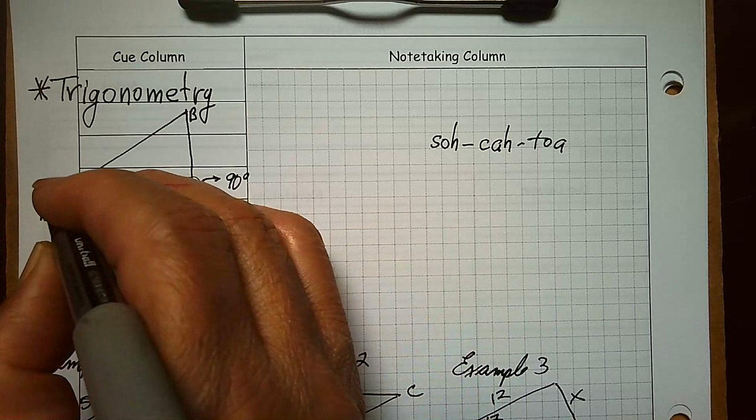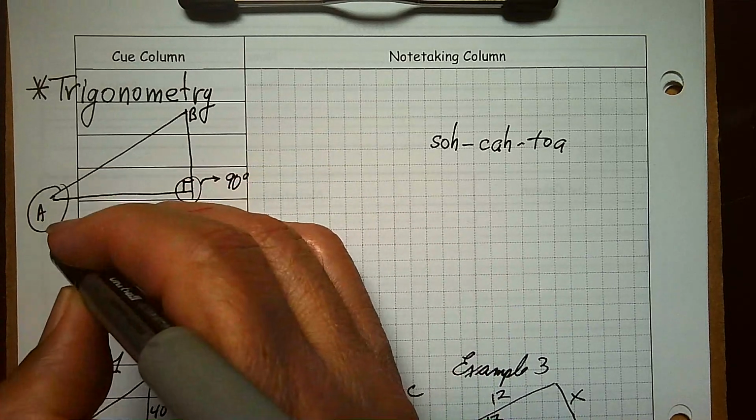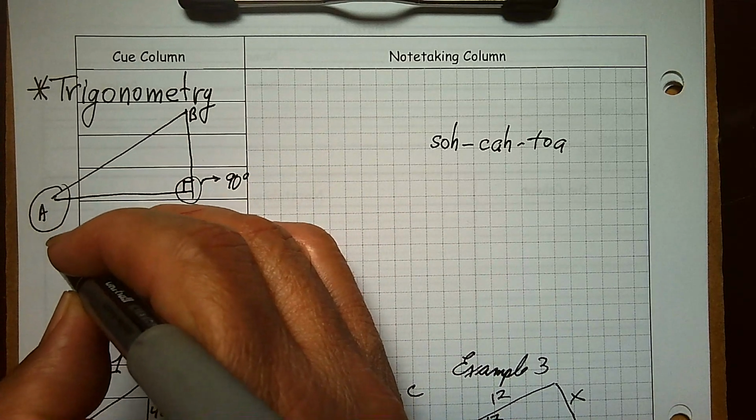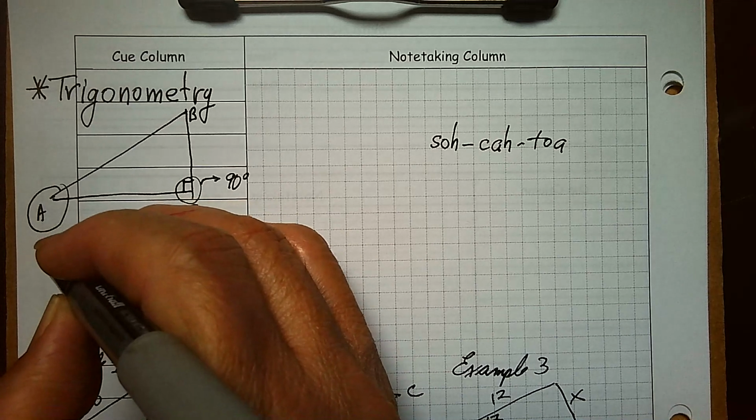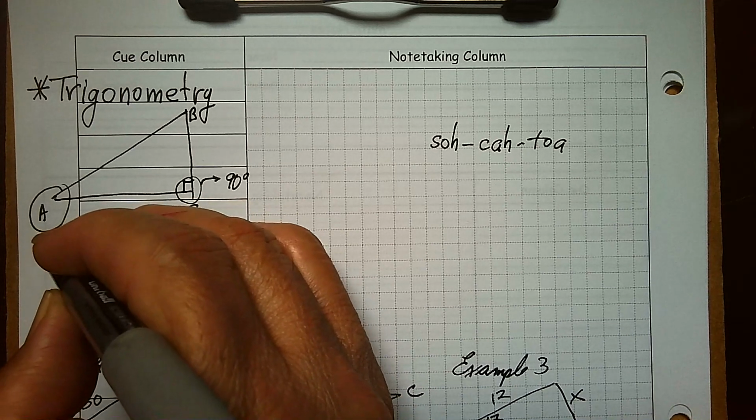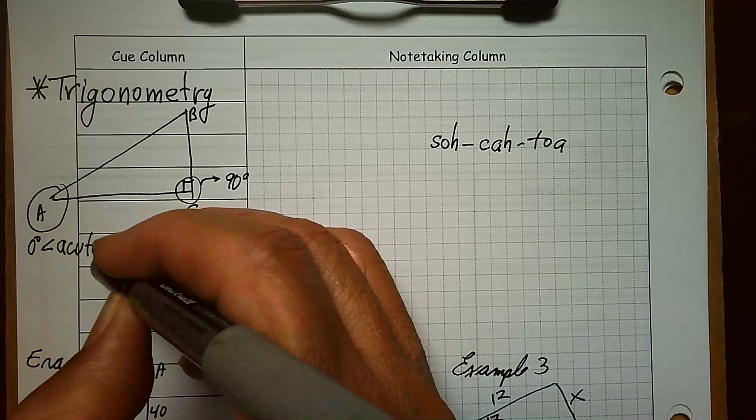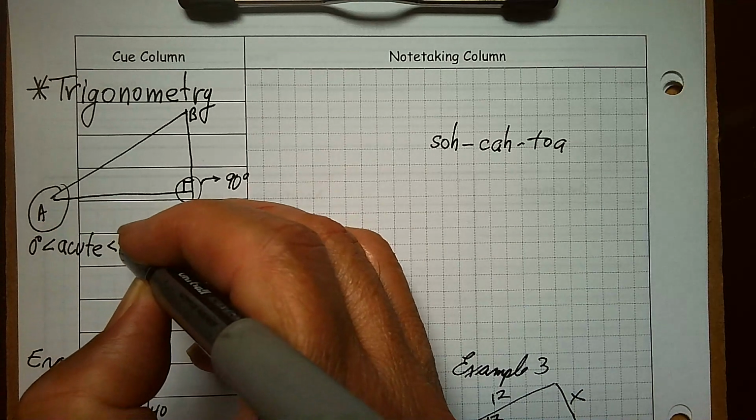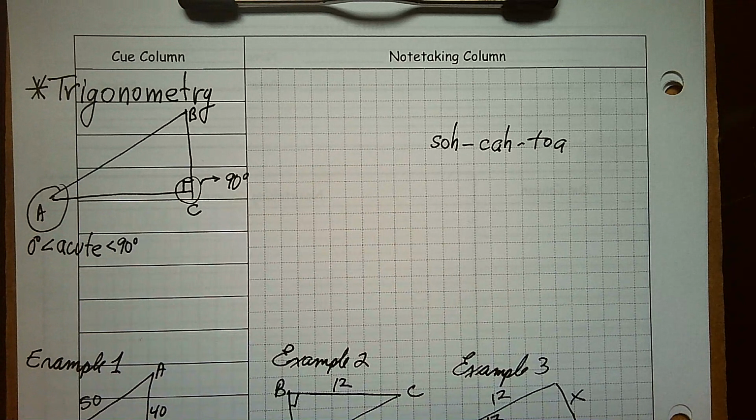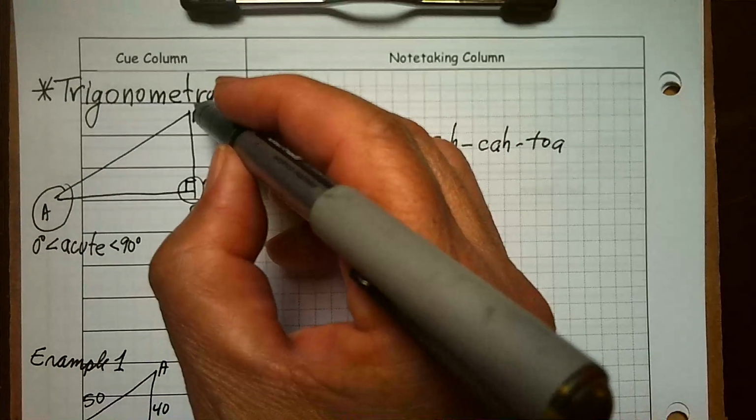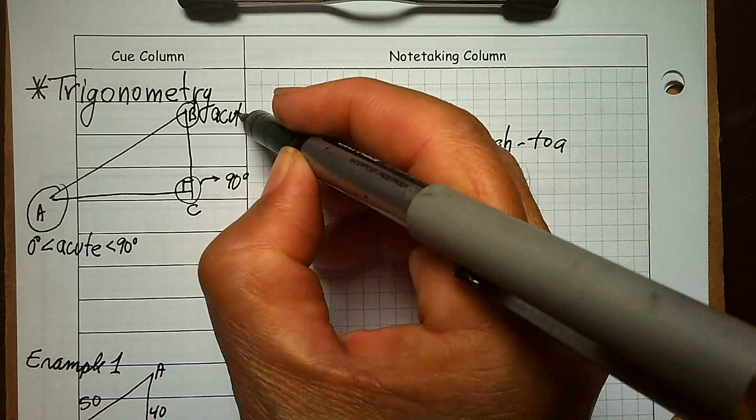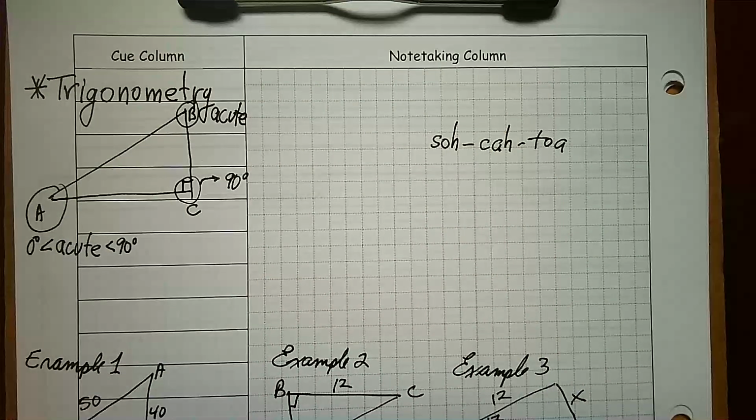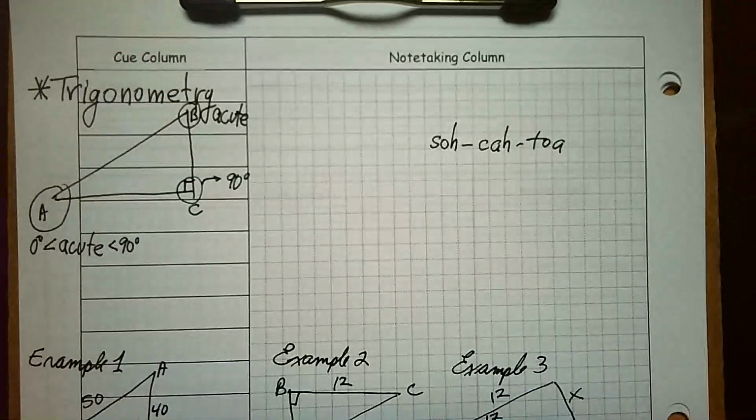Now, I don't know the measurement, but I know that is an acute angle. The definition of an acute angle is that the measurement has to be bigger than 0 degrees and less than 90 degrees. Now, this angle right here is also acute. That means the measurement is somewhere between 0 and 90 degrees.